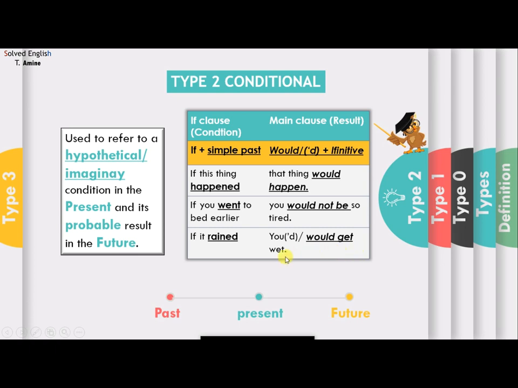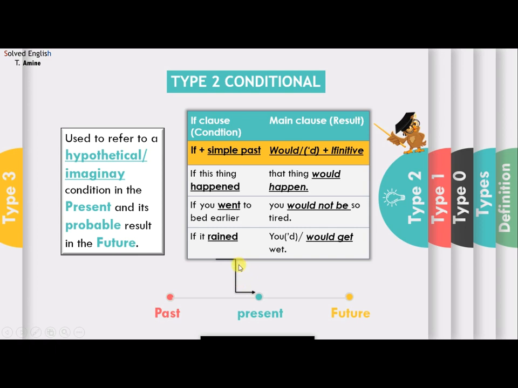Now, we use that would to express or to show that we are imagining a situation or imagining a result. It's not actually real. So this conditional is about an imaginary, unreal situation in the present. That's why we use the simple past. So, in the if clause, in the first example here we have, if you went to bed earlier. We are talking about the present, of course. We are talking about an unreal situation in the present.